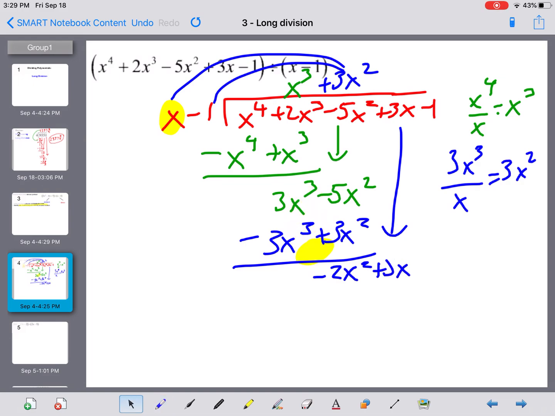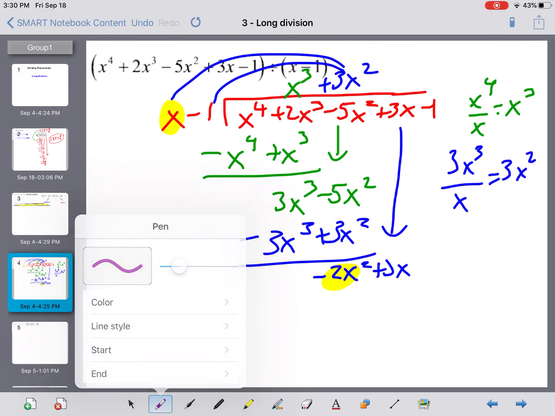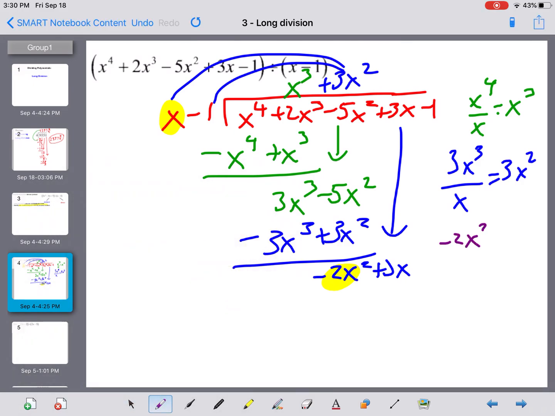So now we're looking at negative 2x squared divided by x, which is going to give us negative 2x. So that's the next piece. And we're going to multiply that in now.